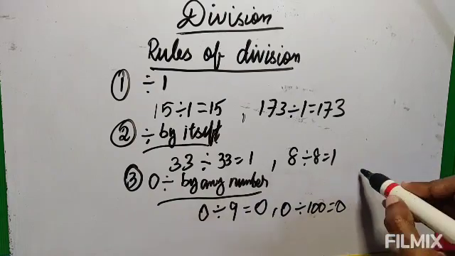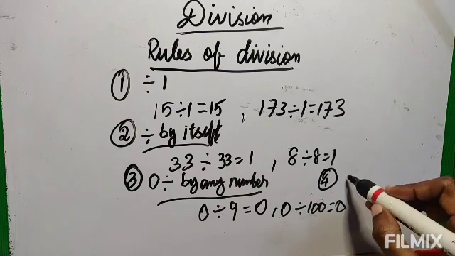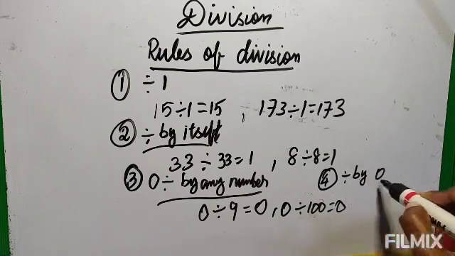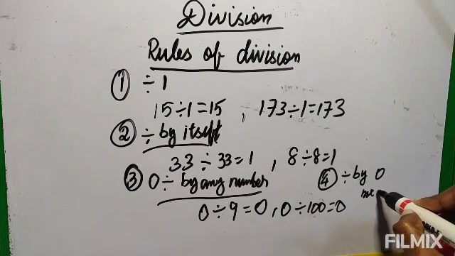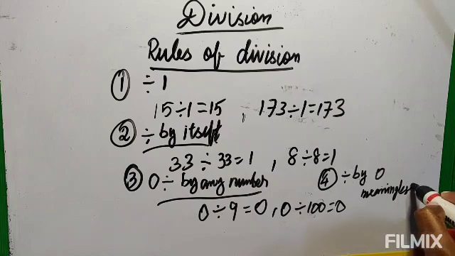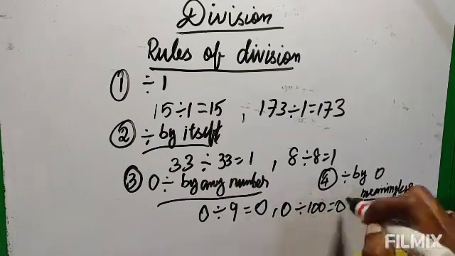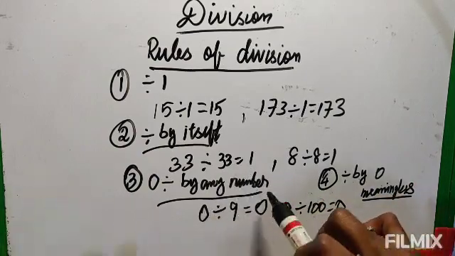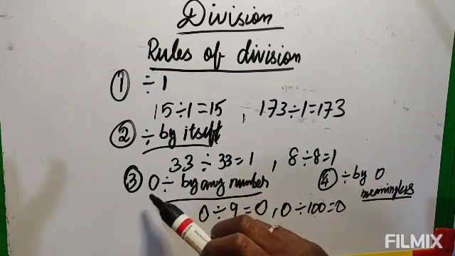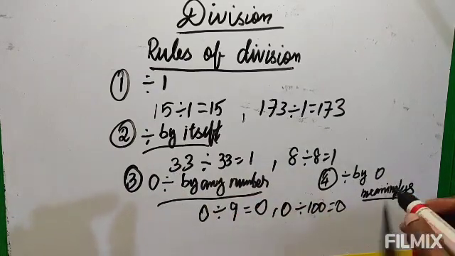But the fourth rule is divide by 0. Division by 0 is meaningless. You cannot divide any number by 0, so it is meaningless. Don't be confused. If you divide 0 by any number, the answer is 0. If 0 comes first, the answer is 0. If 0 comes second, the answer is meaningless.